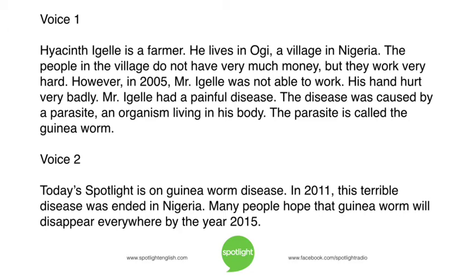Hyacinth Igel is a farmer. He lives in Ogi, a village in Nigeria. The people in the village do not have very much money, but they work very hard. However, in 2005, Mr. Igel was not able to work. His hand hurt very badly.